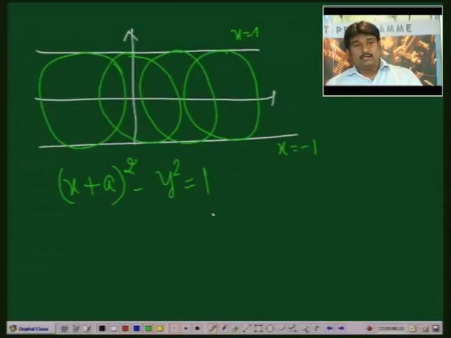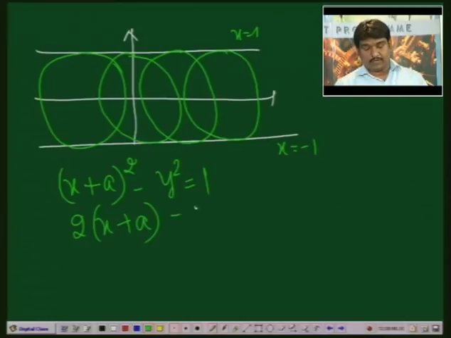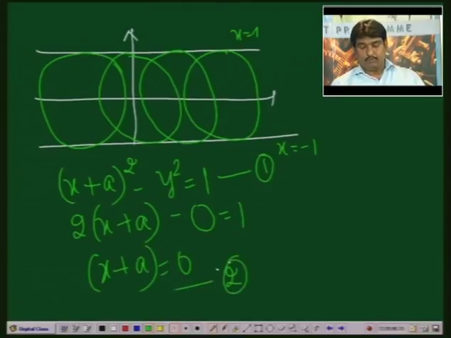The procedure is: the first step is to differentiate the general solution with respect to the arbitrary constant present. Let me differentiate this with respect to a, treating x and y as constant. The derivative of x plus a whole square is 2 times x plus a; the derivative of y square I am treating as constant, and this equals 1. Which implies x plus a equals 0. Equation number 2. Now substitute 2 in 1, that is x plus a whole square.